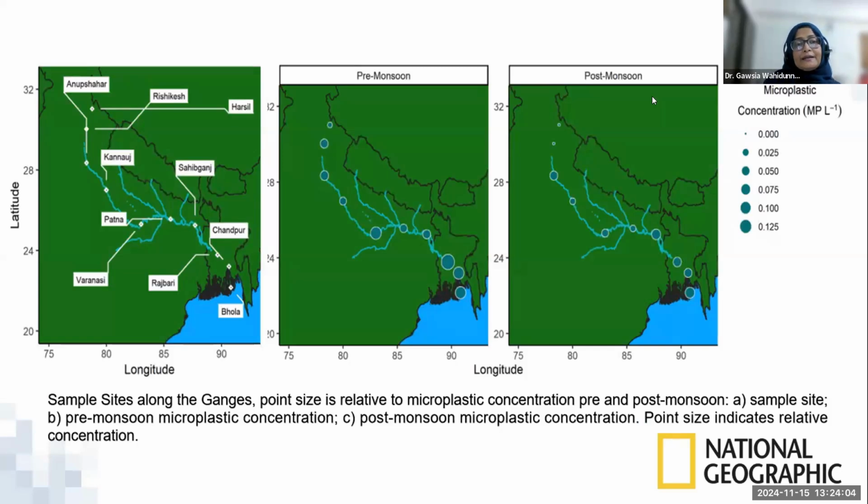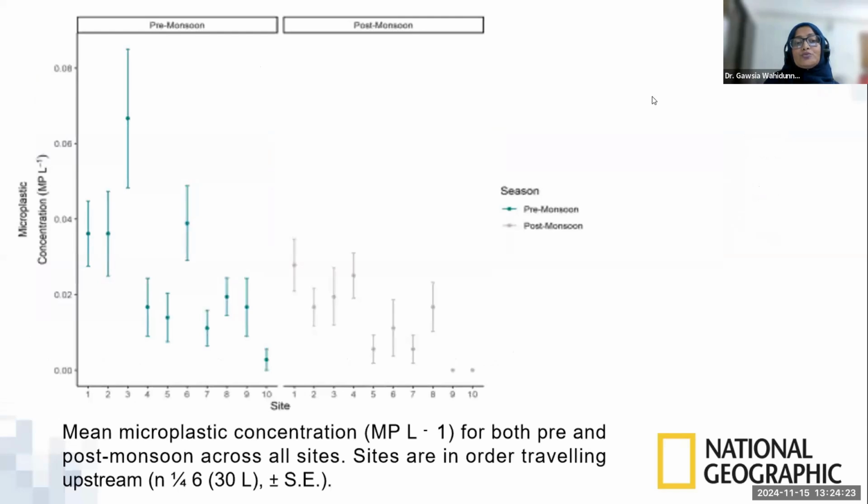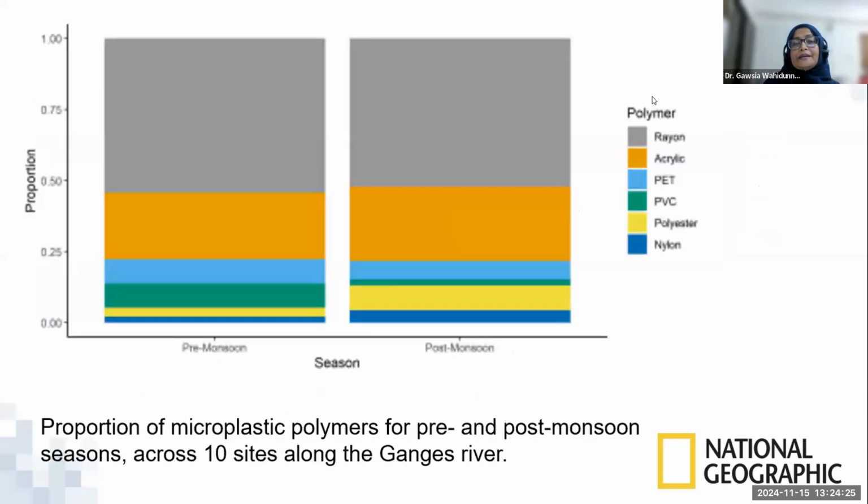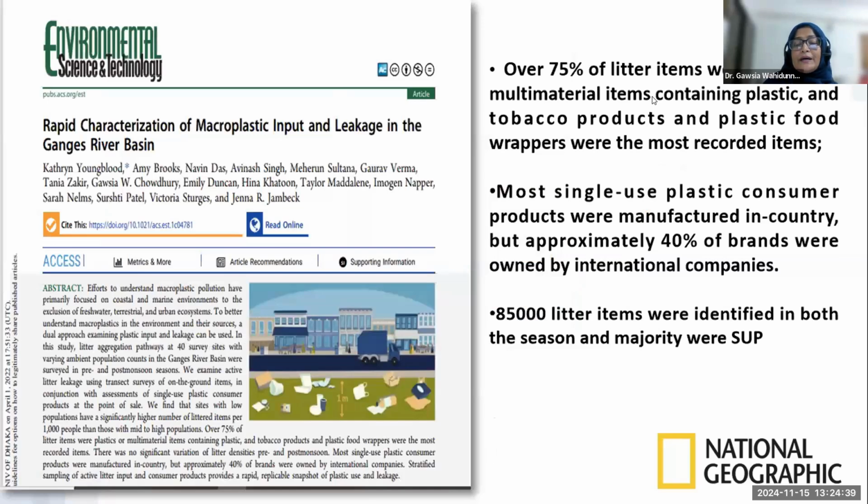In the slide, the sites were mentioned in the first photograph, and then the intensity in pre-monsoon and post-monsoon, the microplastic concentration point size indicates the relative concentration. And this slide shows the mean microplastic concentration. And here in this slide, you can see the polymer composition in pre-monsoon and post-monsoon, and it is visible that rayon was more dominant. And we actually measured these parameters from the surface water.